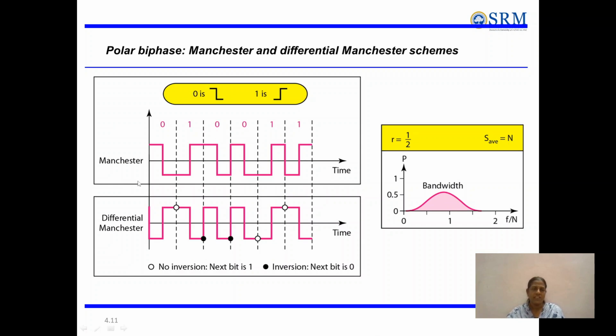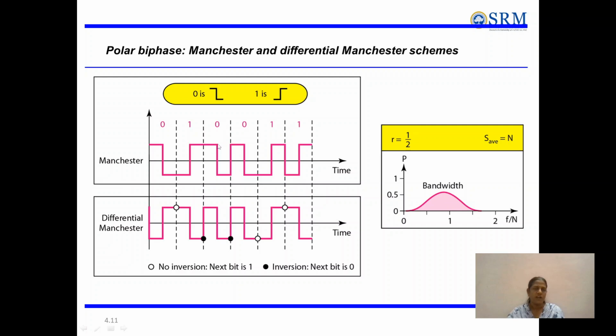Here in Manchester encoding, first we'll complete Manchester and then go into differential Manchester. For the bit 0 in Manchester encoding, it is represented as high to low, and 1 is represented as low to high. So there is a mid-bit transition. Coming to the bits, you can see 1 0 1 0 0 1 1. Here the signal transitions in the middle of the bit. A 0 is represented as high to low, and 1 is represented as low to high.